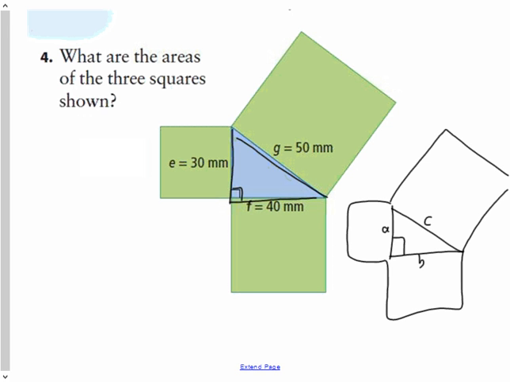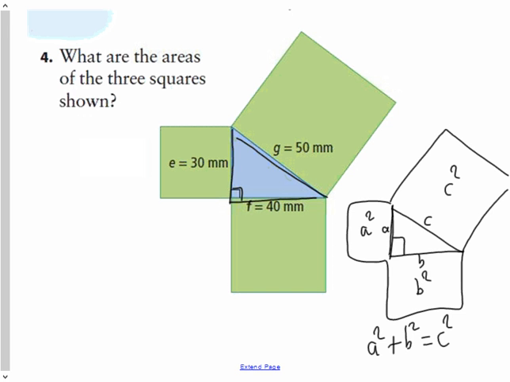So if this is leg A, then the square attached to that leg would have an area of A squared because it's a square. The second one with a side length of B would have an area of B squared. And the square attached to this third one, the hypotenuse, would have an area of C squared. And what we learned is that if you take A squared and add it to B squared, or the area of the two squares attached to the legs of a right triangle, it will always add up to the area of the square attached to its hypotenuse.